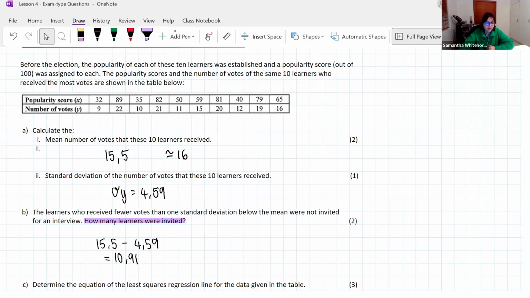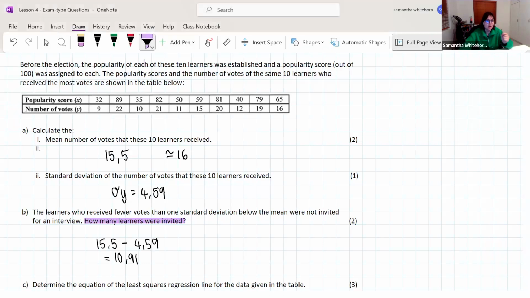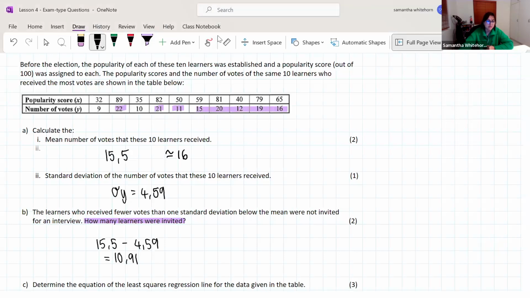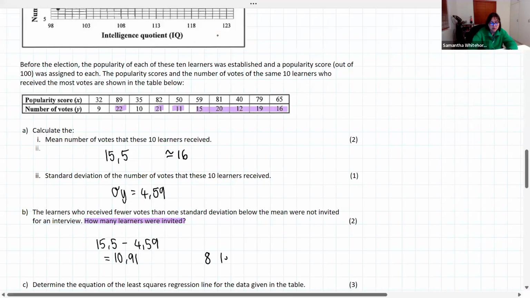So if we now go back to our table, we want 10.91 votes or more. So 9, obviously not. 22, yeah, they're above the 10.91. 10, no, they've just missed it. 21, 11, 15, all the rest of them. So of the 10 learners, 8 of them were invited for an interview, 2 were below 1 standard deviation, and so were not invited.